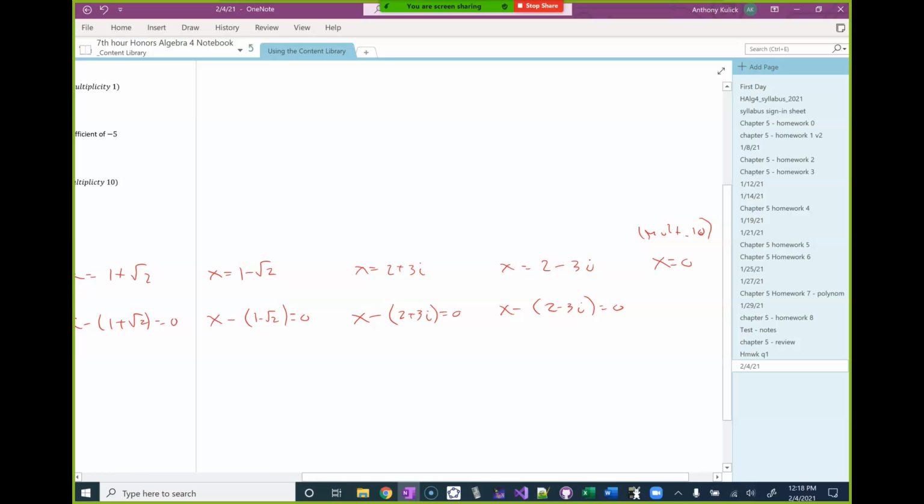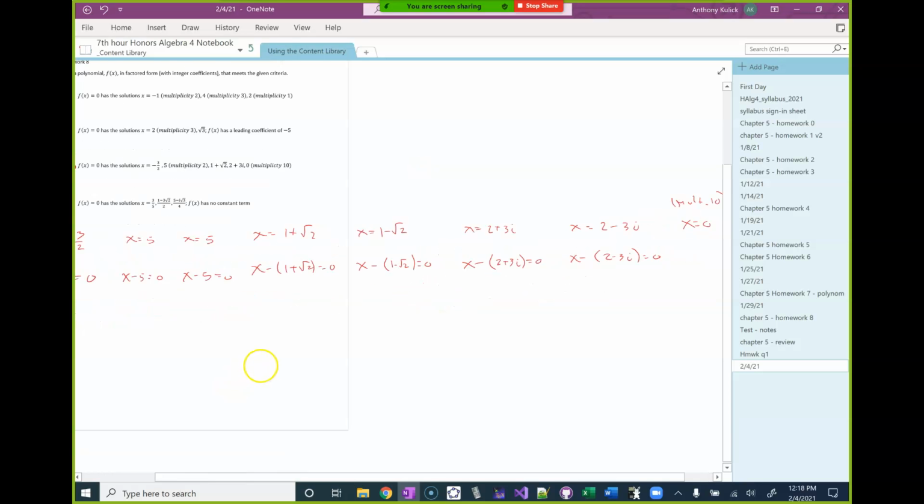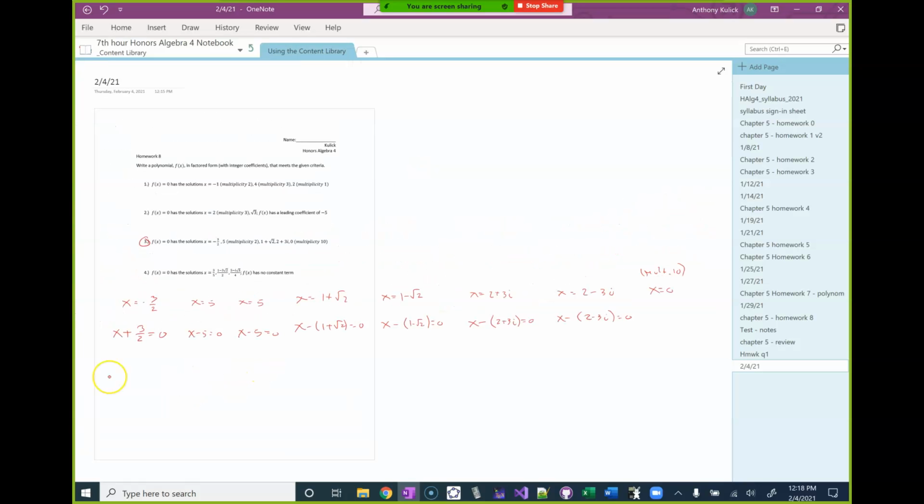So now I'm going to multiply each one of these equations together. So I'm going to have x plus 3/2 times x minus 5. I'm just going to write that as x minus 5 squared rather than writing it 2 times. And x minus 1 plus root 2, and then x minus 1 minus root 2, and then x minus 2 plus 3i, then x minus 2 minus 3i. And then I have an x to the 10th.